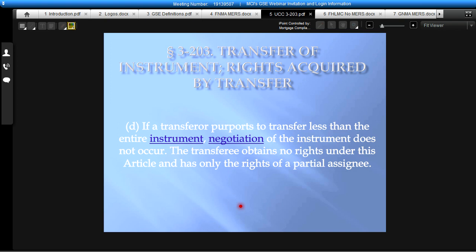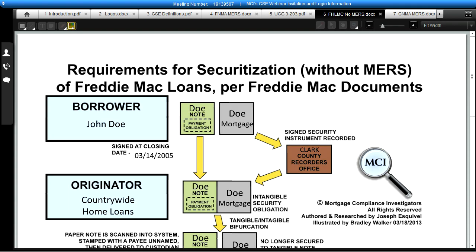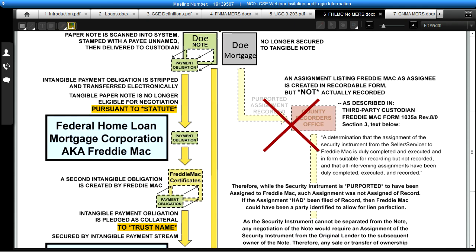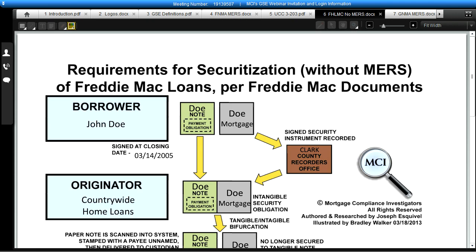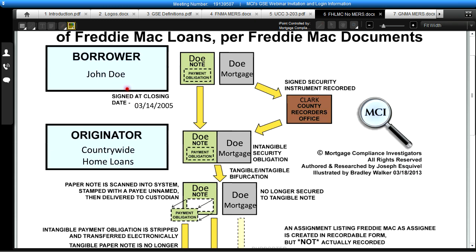Okay, so let's get started. We're going to go over real quick, and we're going to go into a Freddie Mac. Now for Freddie Mac, again, this is the brother of Fannie Mae, so all of the basic structures are the same. The only difference is, in this one, there is no MERS. Okay, so we have a borrower, and we have an originator, Countrywide Home Loans. In this case, John Doe was at signing and title. He signed a note and a mortgage.